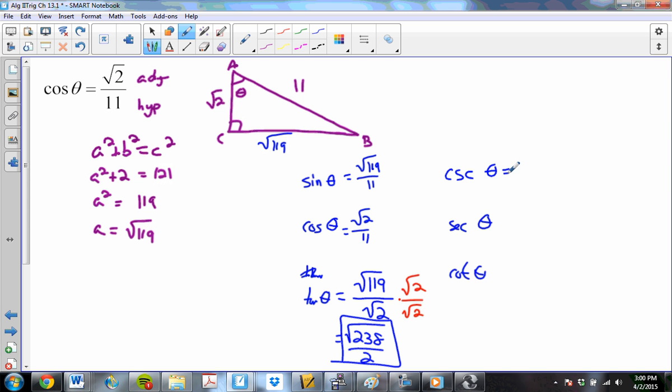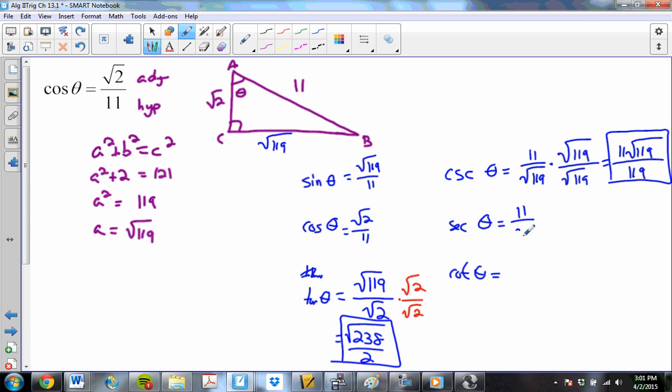So now for these reciprocal functions, cosecant becomes 11 over the square root of 119, and then I'd have to rationalize this. It's really 11 root 119 over 119. So secant theta is going to become 11 over root 2, which when I rationalize by multiplying by 1, becomes 11 root 2 over 2.